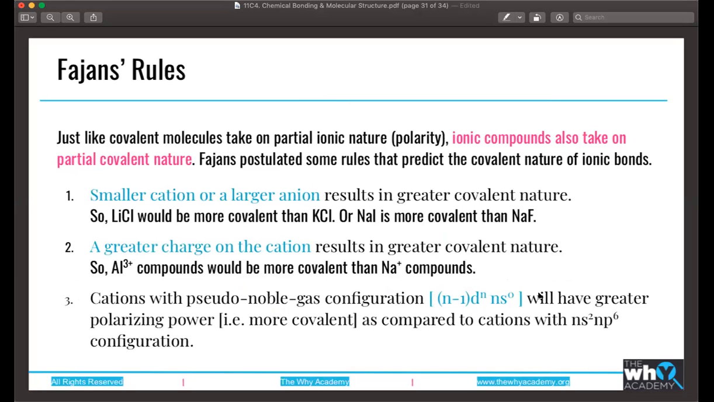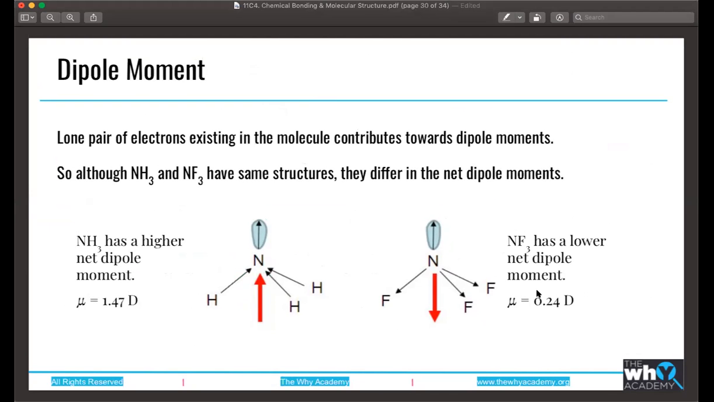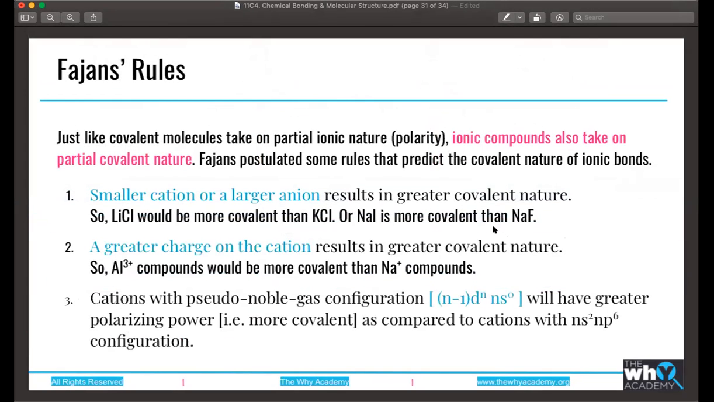All right. So clear about polarity of covalent bonds? Yes, ma'am. Okay, cool.